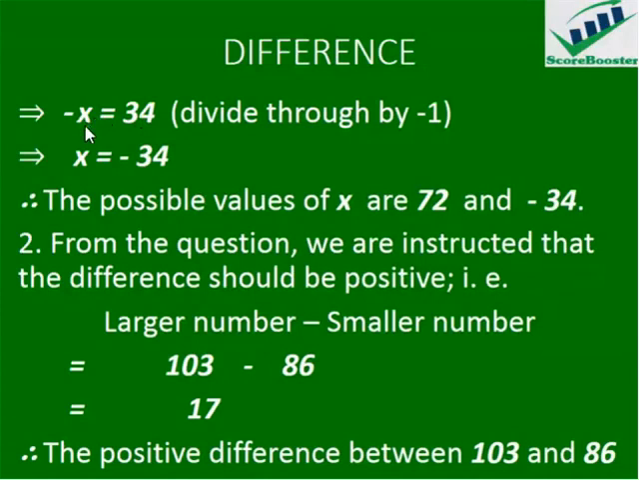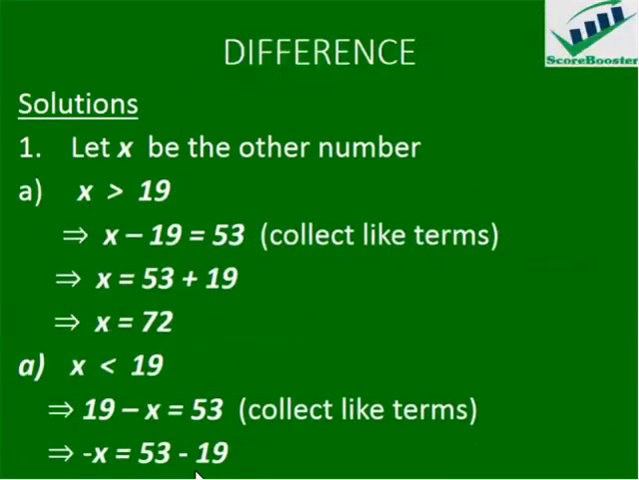We are looking for x, not negative x. So we divide through by the coefficient of x, which is minus 1. So when we divide this side by minus 1, we have x, and when we divide this side by minus 1, we have minus 34. Therefore, if that number is less than 19, it means that number is minus 34. And we should do 19 minus minus 34. Minus multiplied by minus will give plus. 19 plus 34 will give what?